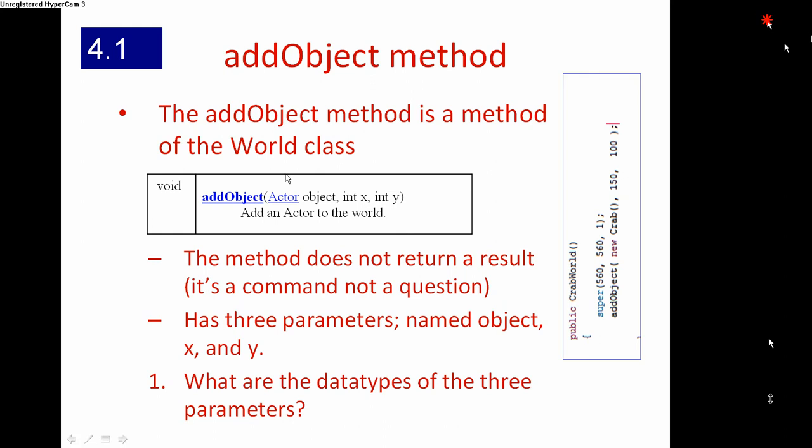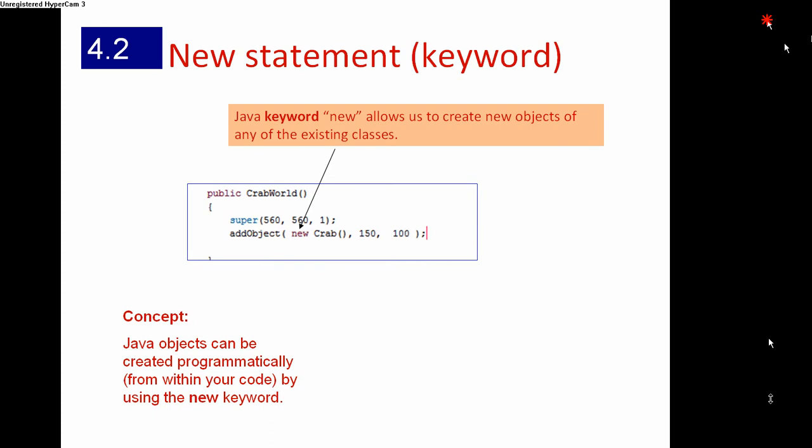It has 3 parameters. Okay, so what are you going to add? And what's the x coordinate and the y coordinate? And I want you to answer the question, what are the data types of the 3 parameters? Take these notes, answer the questions.